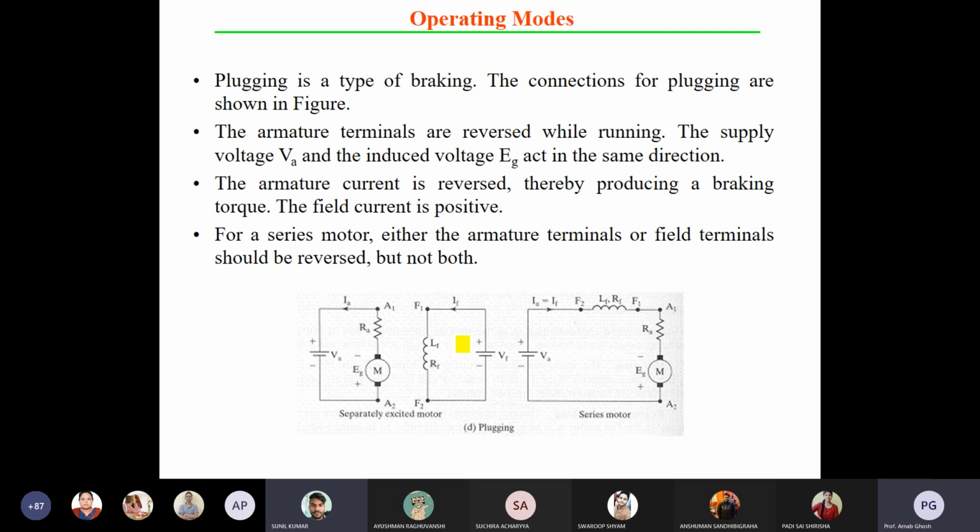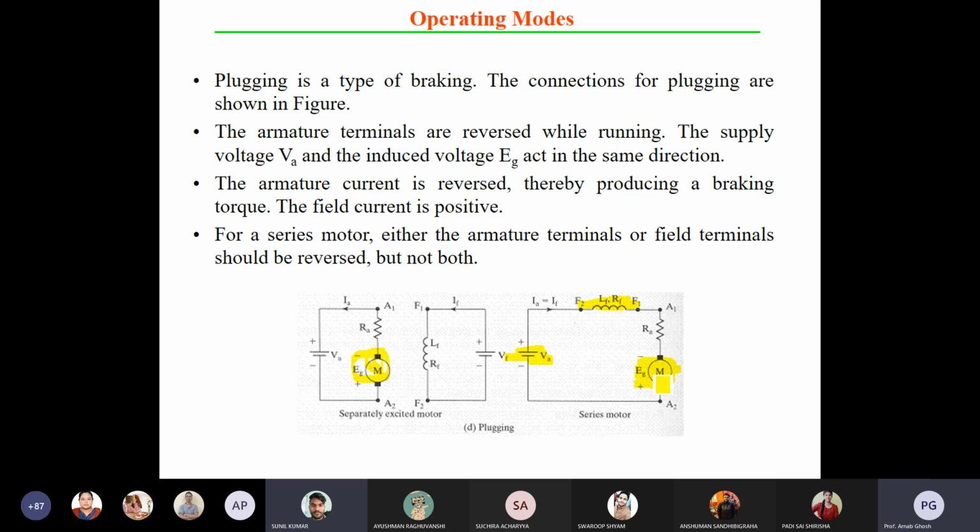Then for the plugging conditions, the terminals may be changed. Which terminals? You change the armature terminals. Two conditions are possible, so you can also change the voltage terminals. But why are you changing the armature terminals? You need not change the field terminals, because the field terminal is fixed. That's why you directly change the armature terminals in the plugging condition.